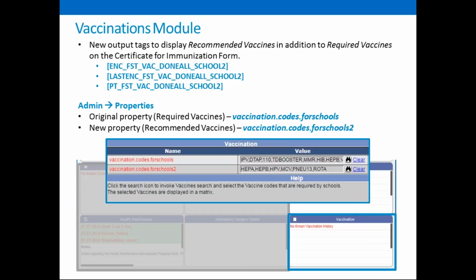Vaccinations, there are some new output tags here to help define and distinguish recommended vaccines from required vaccines. If you notice the second bullet point here under admin properties, we've always had the original property where you could define your required vaccines, but there's now a new property where you can also define recommended vaccines. And if you want to distinguish those on your shot records or any output reports, you can do that through the new output tags.